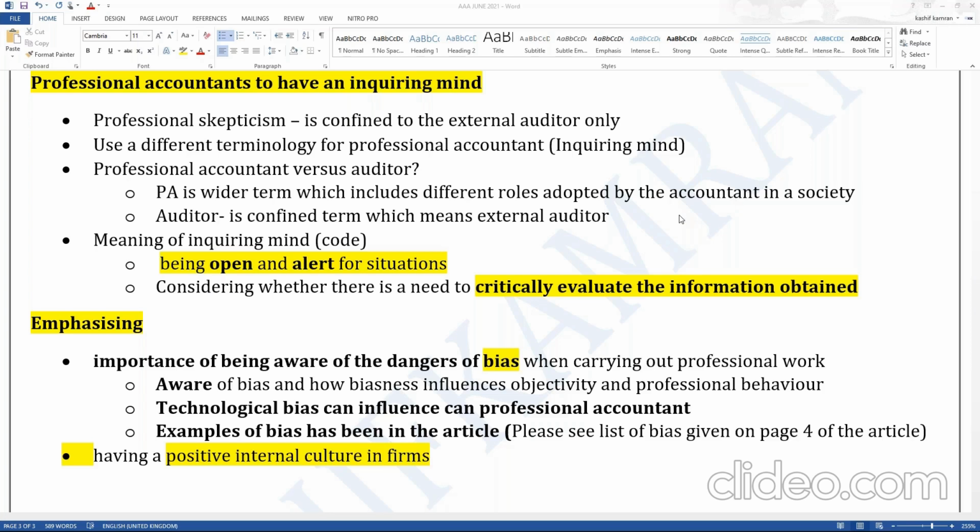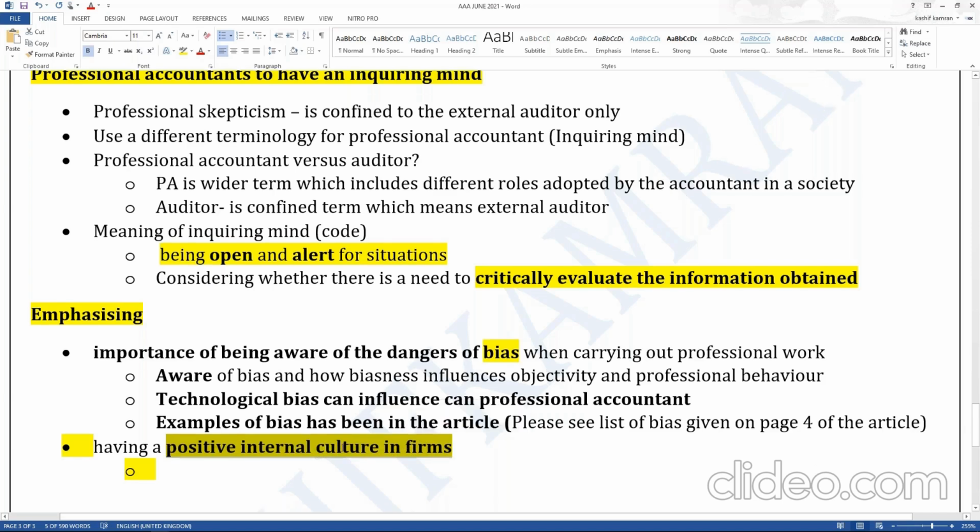That's self-explanatory because every example has been explained by the examiner. So importance of being aware of bias. The last thing, having a positive internal culture in firm organizations. Let's see what is a positive internal culture in firms and what does firm mean here? Which firms are we talking about? And what is the positive internal culture in a firm?